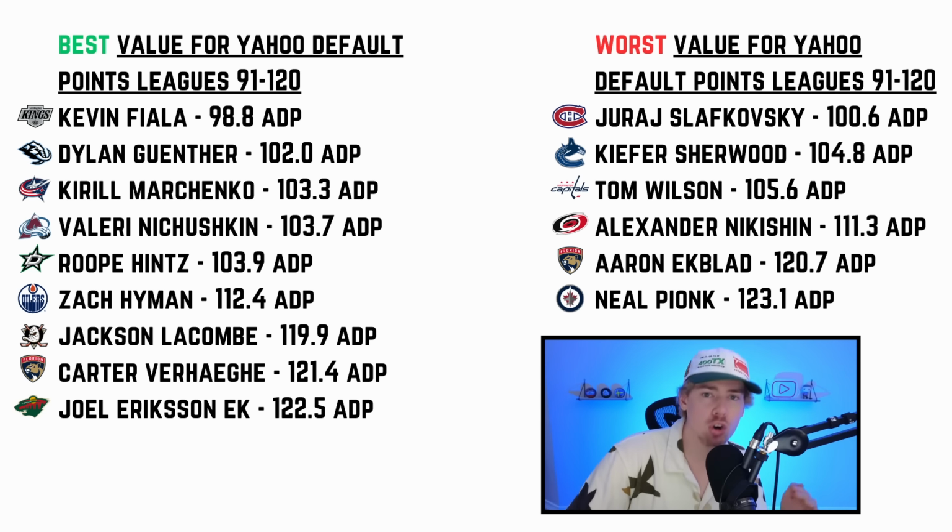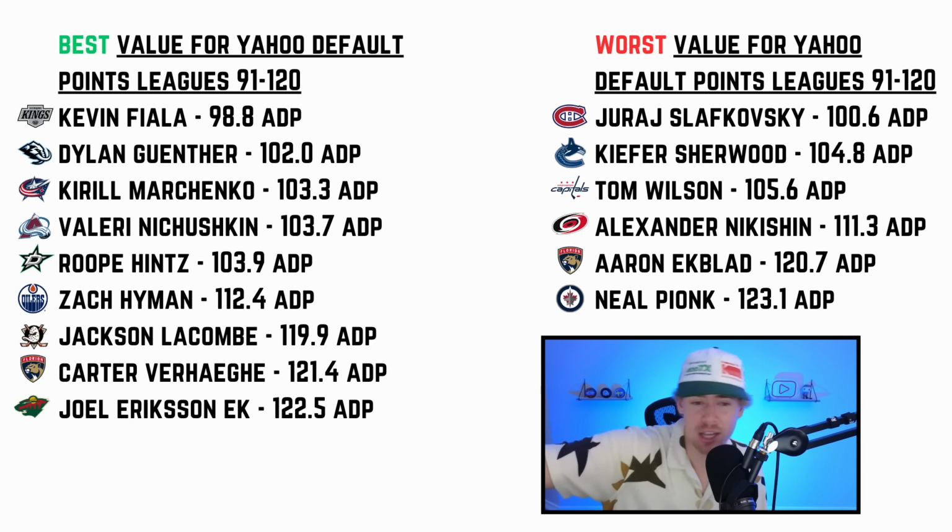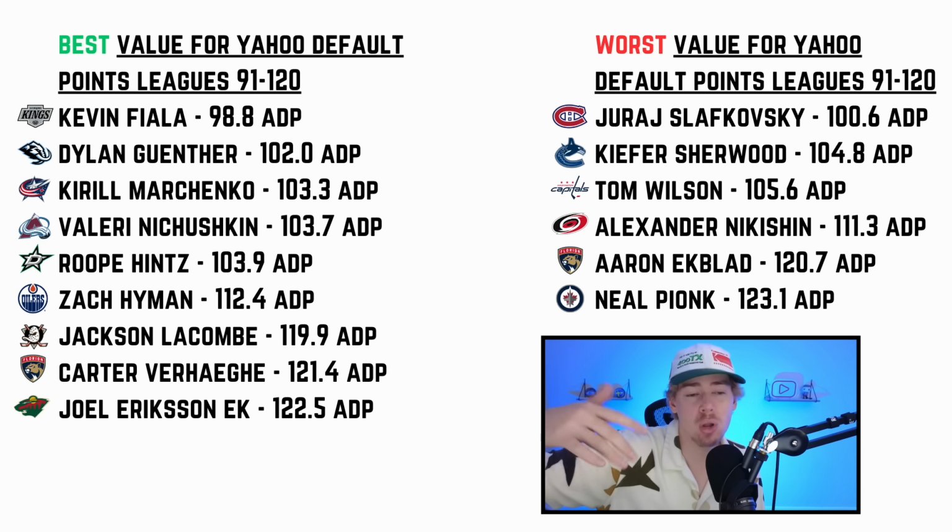These guys should be going earlier in my opinion, some by like 30 picks. Like Dylan Guenther should be going at like a 60 ADP. Guenther is the best value on Yahoo, other than probably Mika Zibanejad. I also think Kirill Marchenko should be going like 30 picks earlier, 40 goal potential, lots of shots.